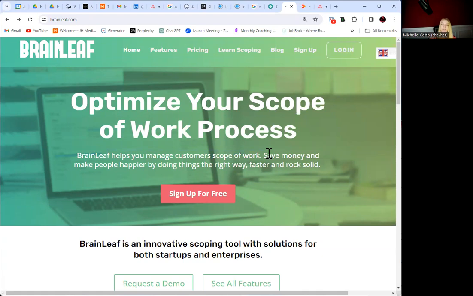Then I want to see that it's clearly stated what the benefits of the SaaS system are. And we've got that too. Save money, make people happier. I think they mean make customers happier. So be specific here. I would say customers specifically. Do things the right way, faster and rock solid.